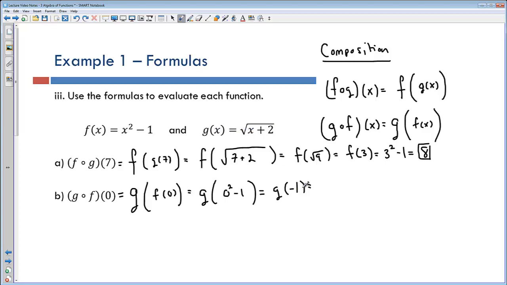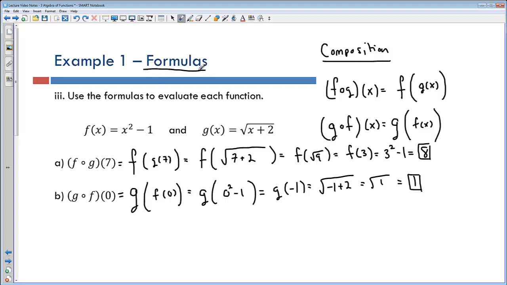So if I have a negative 1 here, it's going to be the square root of negative 1 plus 2, which simply equals the square root of 1, because negative 1 plus 2 is 1, and the square root of 1 is positive 1. And so that's how we handle composition when we're evaluating it at a point using two formulas.